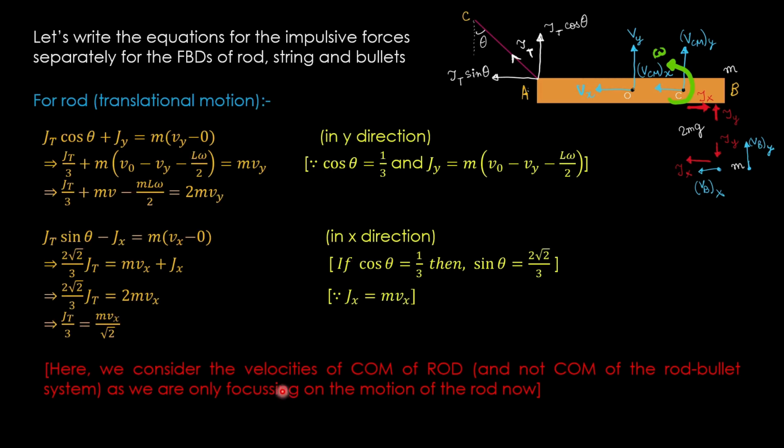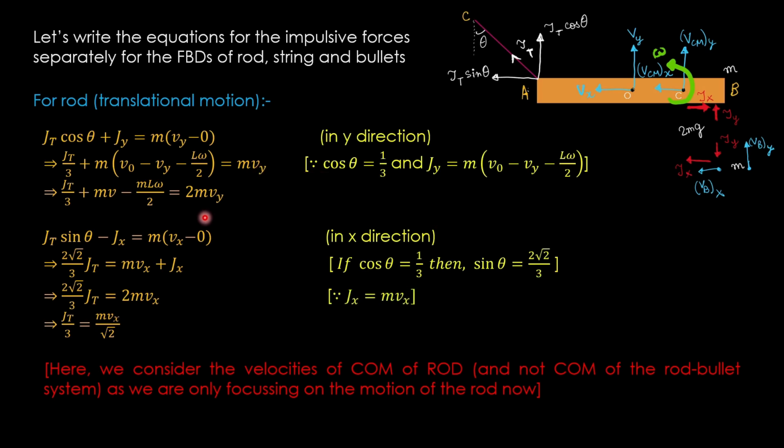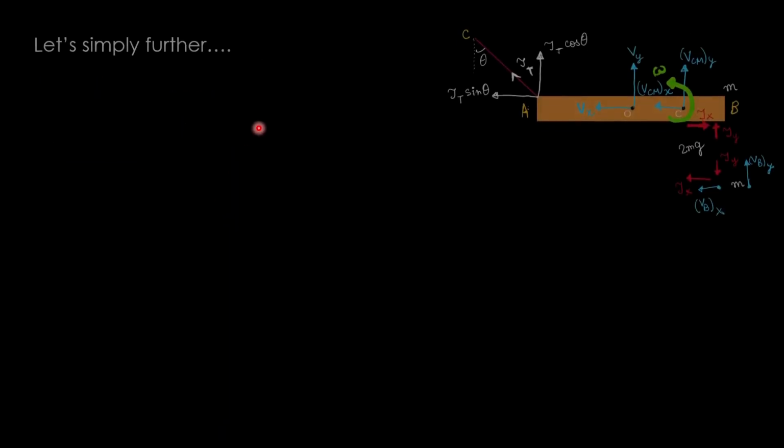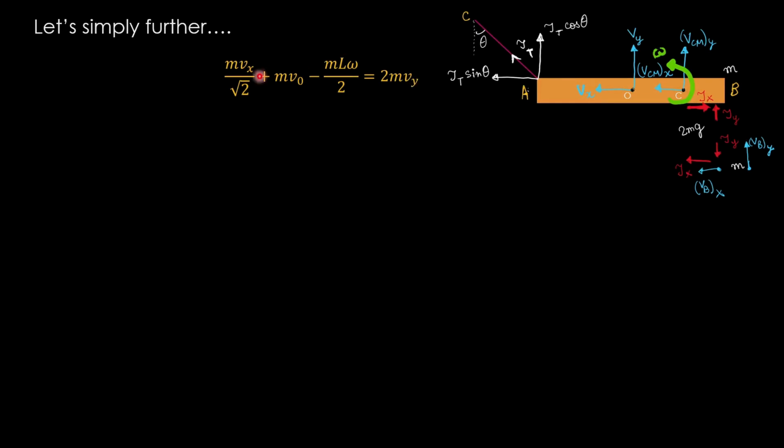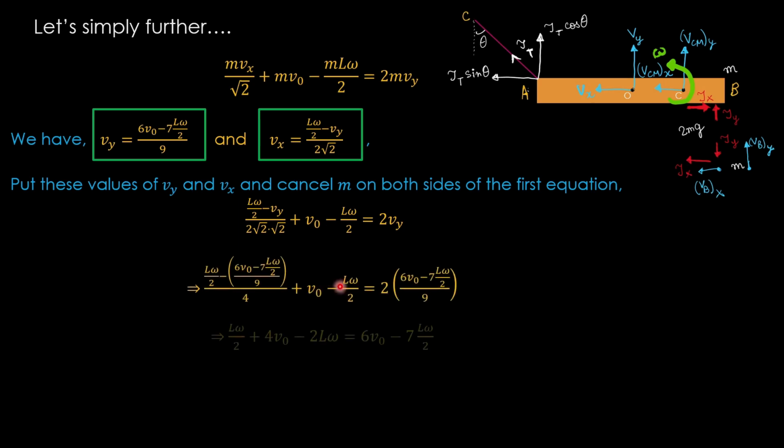So let us come back to that slide where we were discussing the translational motion of the rod. We actually put the value of jt by 3 into this equation right here, and then we can solve and simplify it to get this equation right here, mvx by root 2 plus mv naught minus ml omega by 2 equal to 2mvy. Okay, now we already have the values of vy and vx, so we put the values of vy and vx in this equation and also cut the m from all sides of the equation, and then we simplify it further.